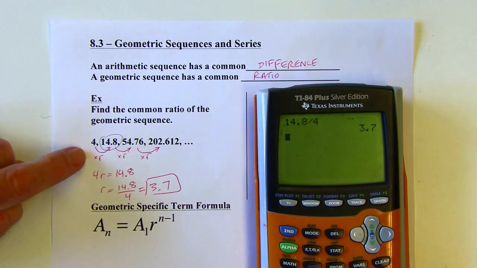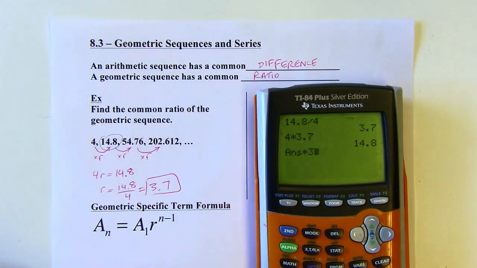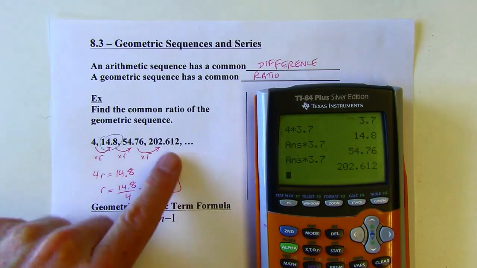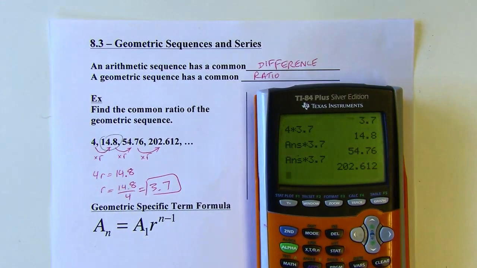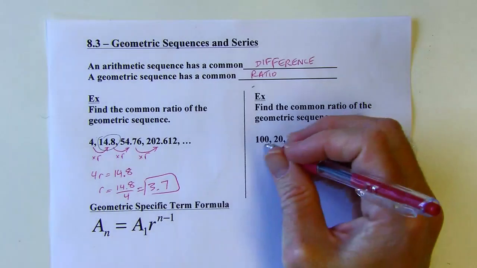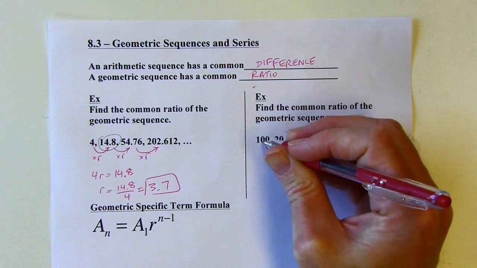And you can test it out too. If I take 4 times 3.7, that should give you 14.8, but then I can multiply by 3.7 again to get the third term, and so forth. I can test it going down the line, and it does produce those other terms. Okay, so there's 3.7.